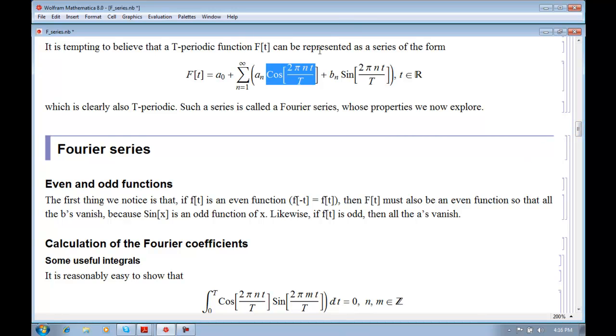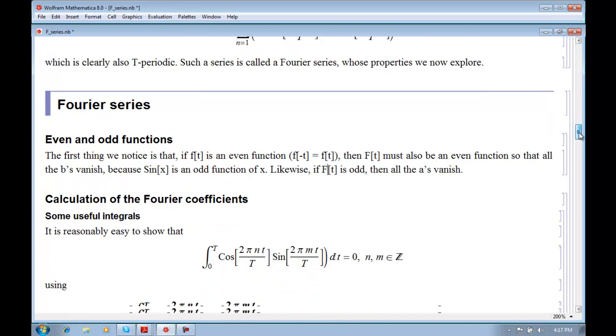The first thing we notice is that if f of t is an even function, this is an even function, and this is an odd function. So if capital F of t is an even function, that must mean that all these coefficients must be 0. And likewise, if f of t is odd, then all the a's will vanish. We should really correct that, that should be capital F. So how do we calculate the Fourier coefficients?